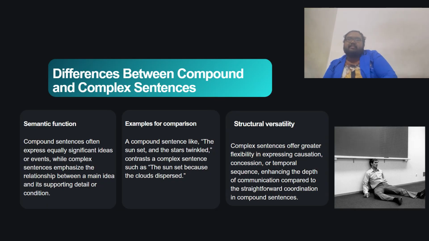Okay, the difference between compound and complex sentences. Semantic function: compound sentences often express equally significant ideas or even events, while complex sentences emphasize the relationship between a main idea and its supporting data or condition. Example for punctuation: a compound sentence like "The sun set and the stars twinkled." Contrast complex sentences such as "The sun set because the clouds disappeared."